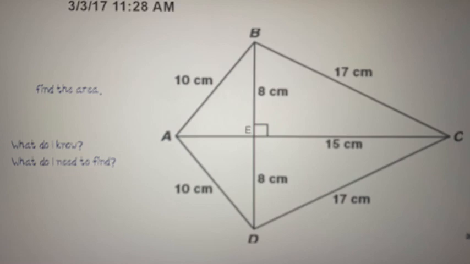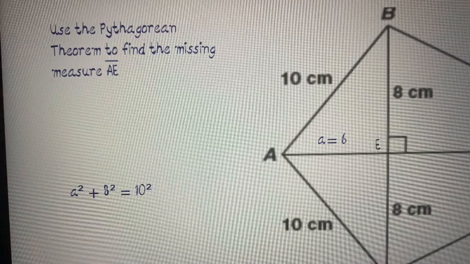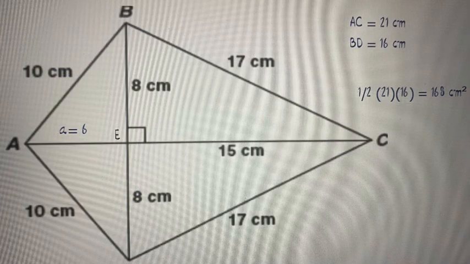Well, I'm going to use the Pythagorean theorem to figure out the missing measure of AE. A squared plus 8 squared equals 10 squared, and when I do all of the work for that, I get that A equals 6. So I now know that AE is 6, EC is 15, and AC then is 21 centimeters. When I take 1/2 of 21 times 16, I'm going to get 168 square centimeters.